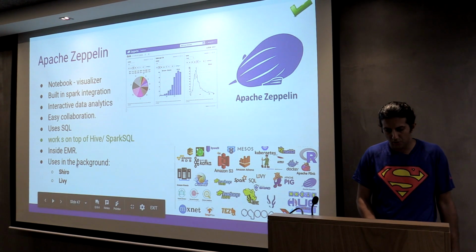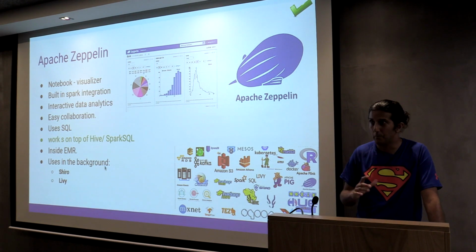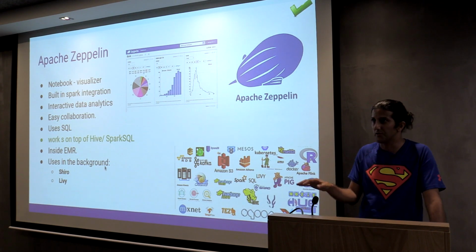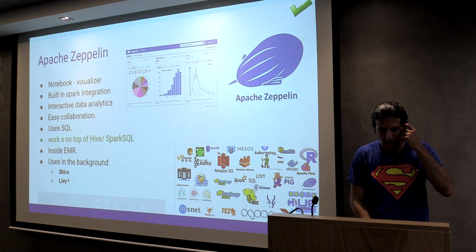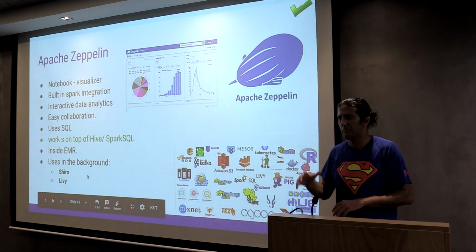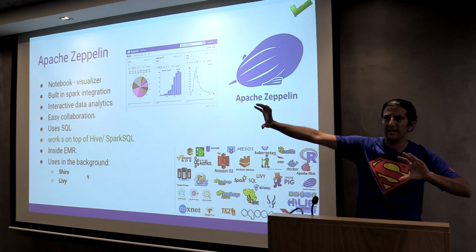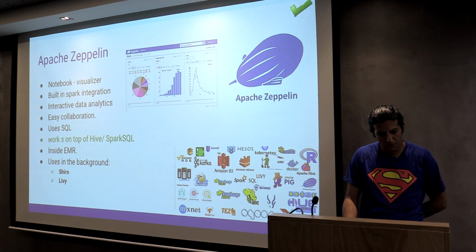In the background, there are two open source projects called Shiro and Livy. Again, part of the distribution, nobody talks about it, nobody knows it, unless you read the documentation. Shiro is about security, groups, permissions, data engineering, data science, and some sort of permissions you want to manage.